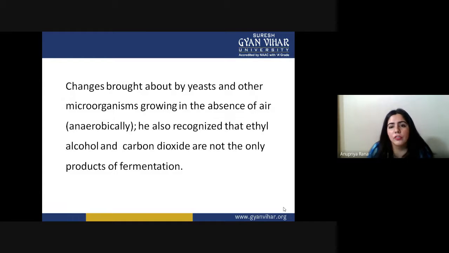He showed other people the fermentation process, and even the name fermentation was first given by Louis Pasteur. He told everyone about yeast and other microorganisms growing in the absence of air. That's why he called it anaerobic, meaning without air, a metabolic process that can go on there. So this process can be called an anaerobic process.